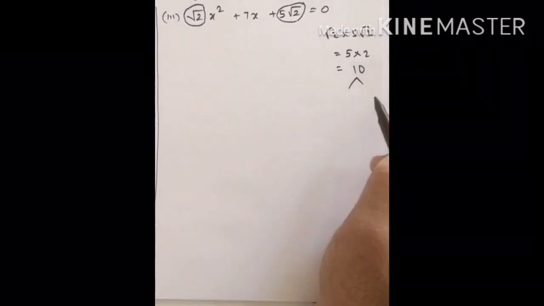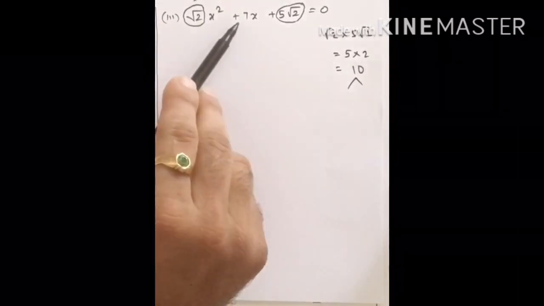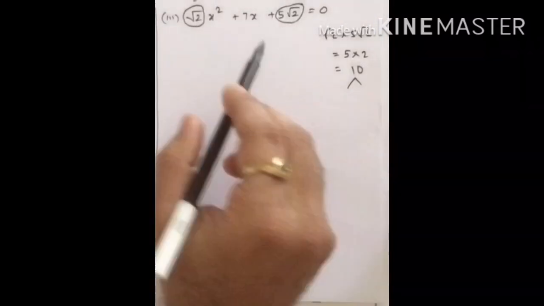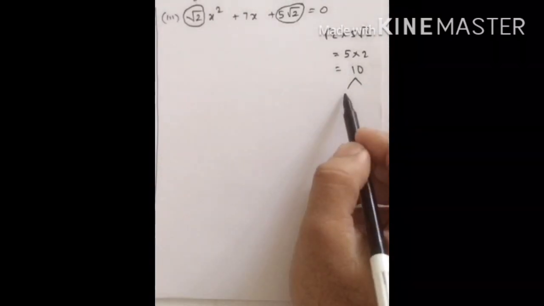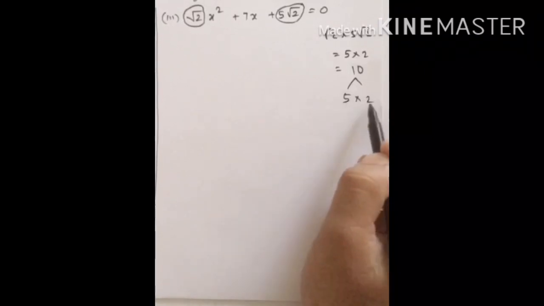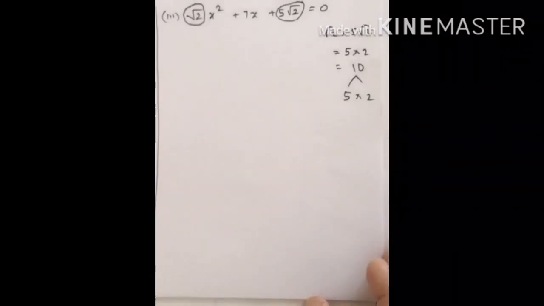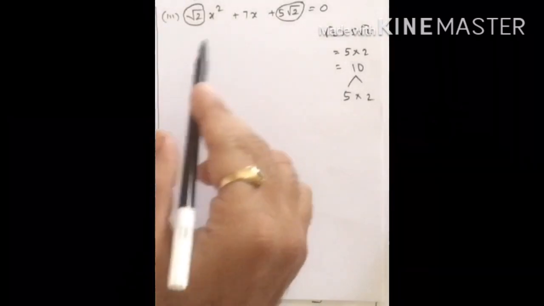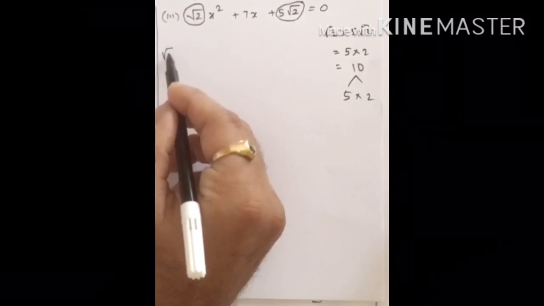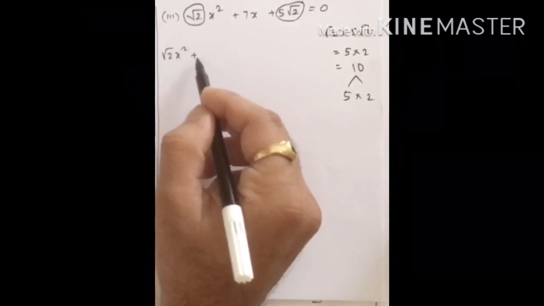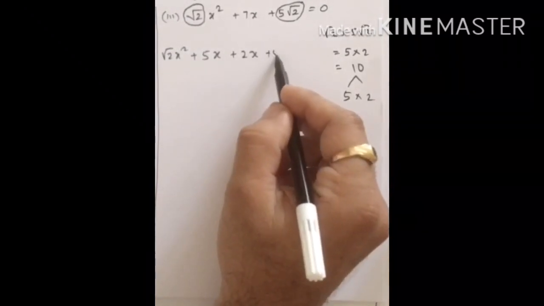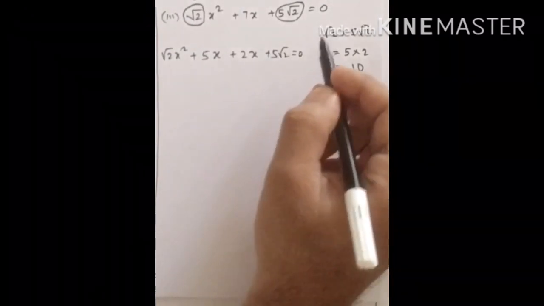So to split this 10 such that we should get addition 7, those two numbers' addition should be 7. So possibilities are 5 and 2, because 5 plus 2 will give you 7. Now 5 into 2 is 10. So I am going to split the middle term: root 2 x square plus 5x plus 2x plus 5 root 2 is equal to 0.